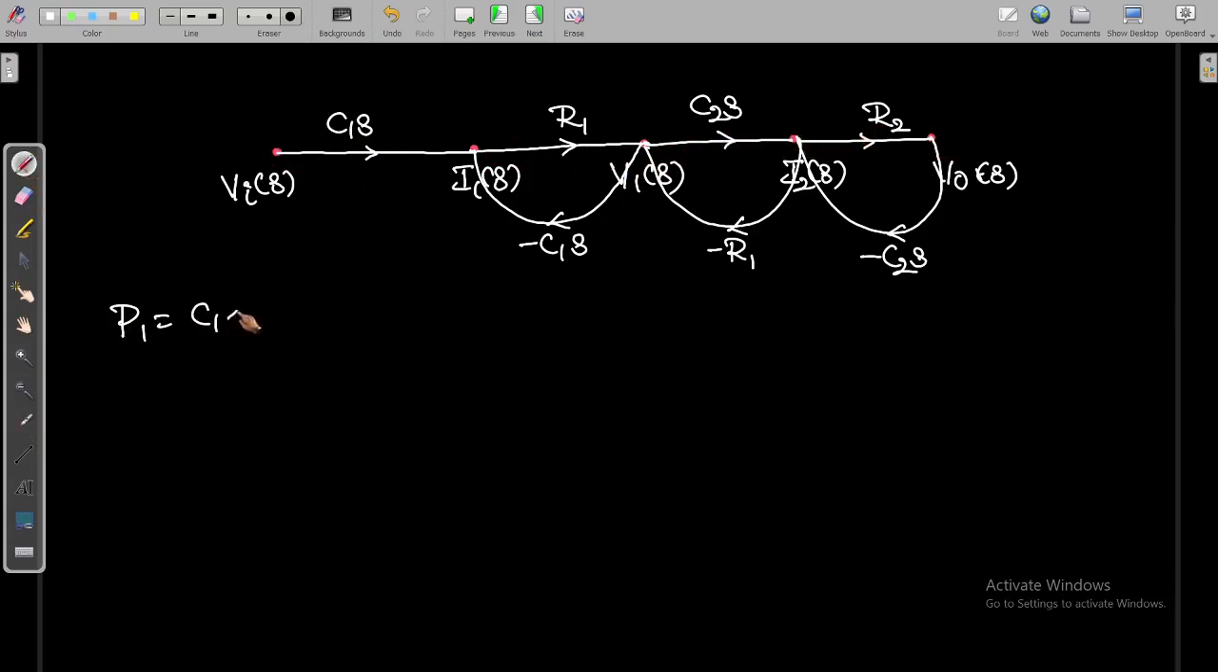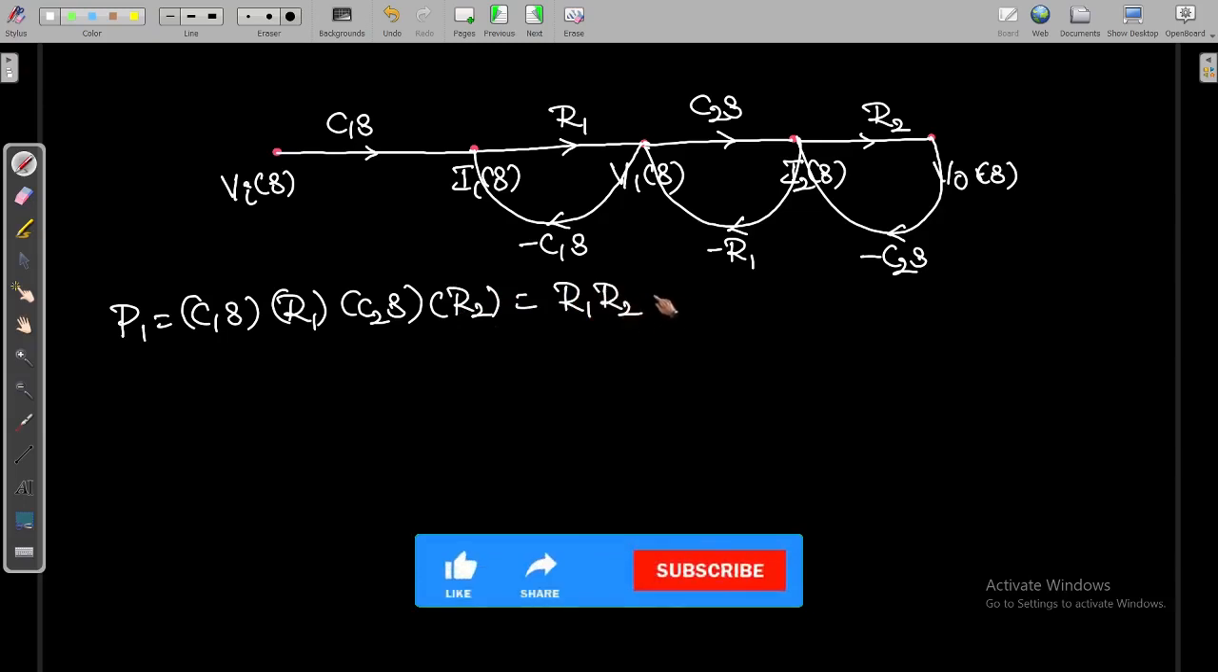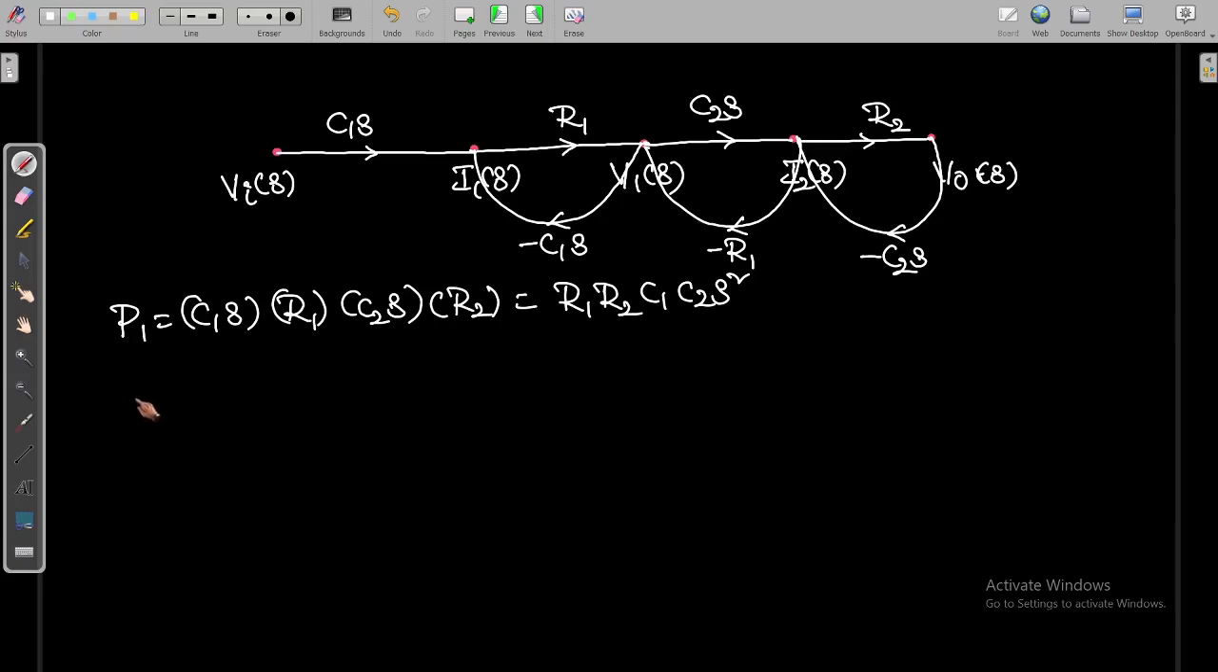That is C1s into R1 into C2s into R2. So what we can write? That is, I am writing R1 R2 C1 C2 s squared. That is the first forward path. Next, second, you are having only one forward path. Next thing is you have to identify any individual loops.